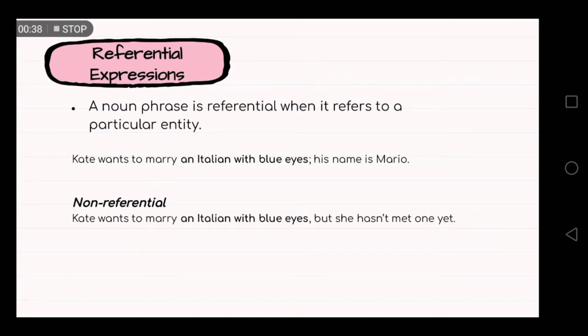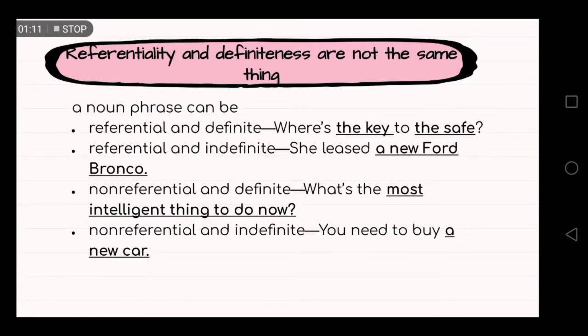We also have here another example, but this one is non-referential, which is a counterexample of a referential expression. So the example goes like this: Kate wants to marry an Italian with blue eyes, but she hasn't met one yet. In the second example, the expression an Italian with blue eyes does not refer to anyone particularly. Therefore, it is non-referential.